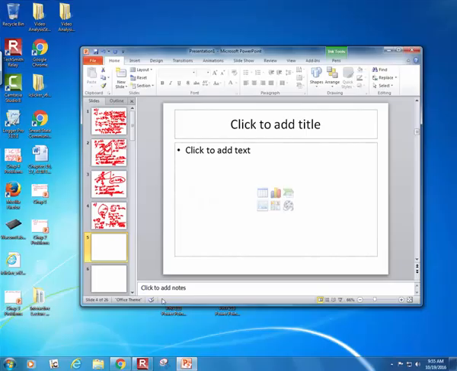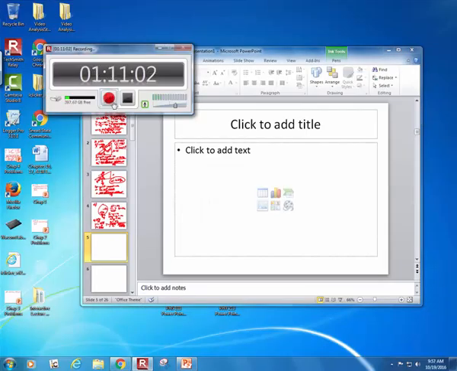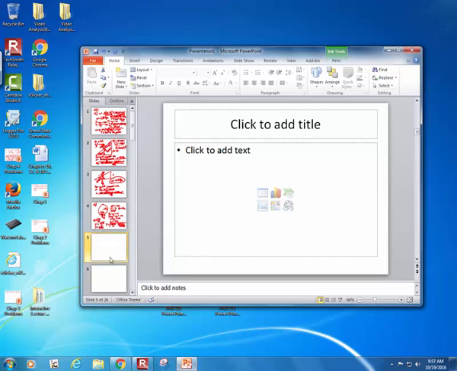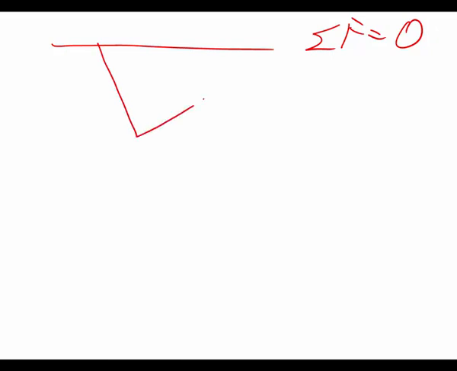Let me hit pause on this. But this is the way I work it. You don't have to work it exactly the way I do. So you draw it. Of course, we know the sum of the forces is equal to 0. It's not accelerating. It's just hanging there. Yes, gravity's acting on it, but it's not moving. It's not accelerating. All right, so we do that.